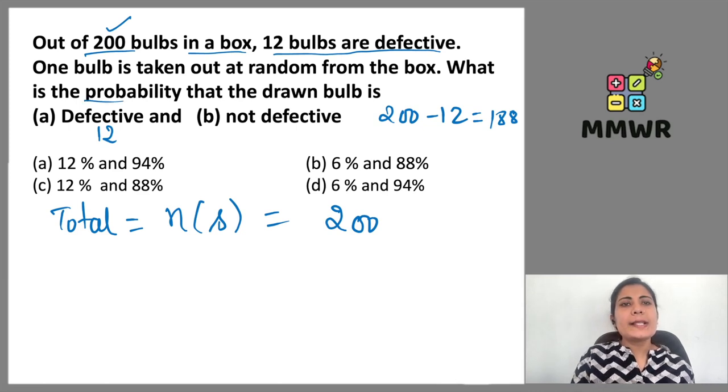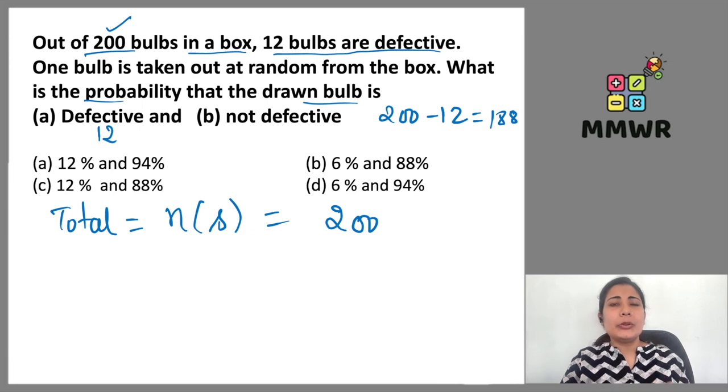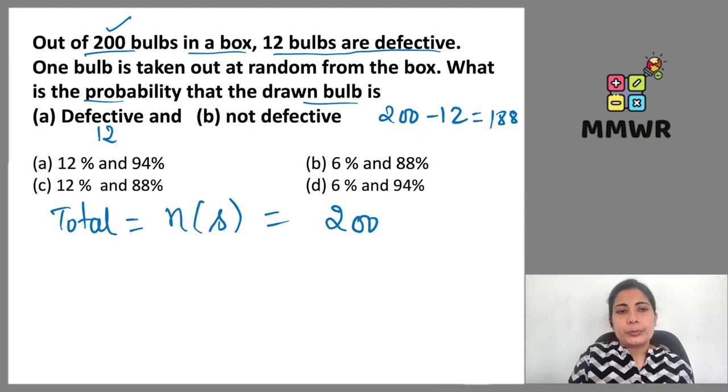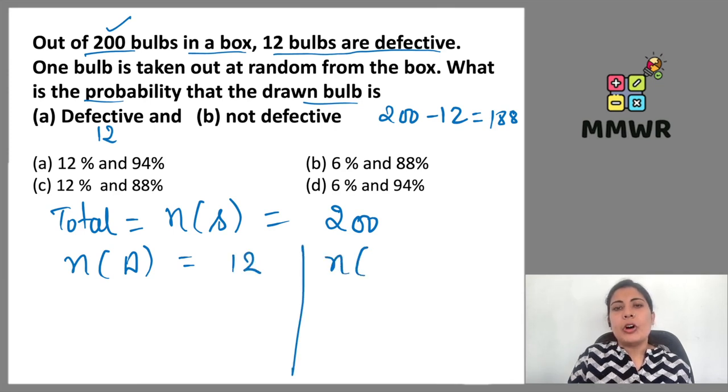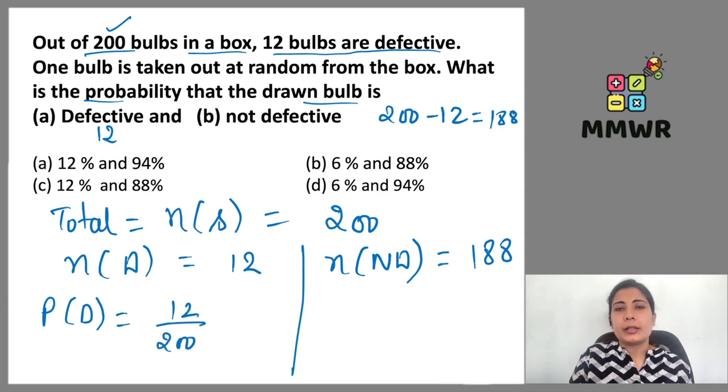Now, what is the probability that the drawn bulb is defective? We have to find the probability of both. What will be the probability that the drawn bulb is defective, and what will be the probability that the drawn bulb is not defective? So, number of defective bulbs we have 12, and number of non-defective bulbs, how many are there? 188. We simply have to substitute the values in the formula. Probability of defective bulb will be 12 upon 200. We just have to simplify this to get the answer.